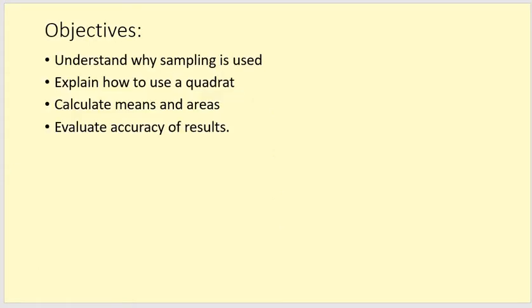Okay, so here are our objectives for today. We're going to understand why sampling is used. You need to be able to explain how to use a quadrat. This does come up in exams a lot. You need to get it right, you need to be able to explain it, and that is why we're going to practice it. You're going to have some practice calculating means and areas. Again, they come up a lot in tests, and you're going to be evaluating the accuracy of your results.